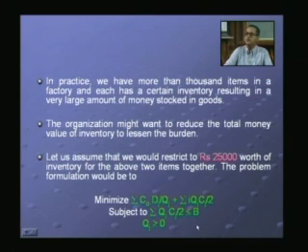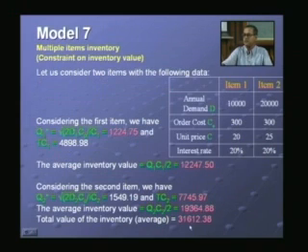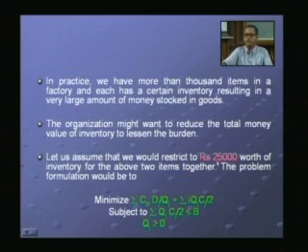31,612.38. Now, as we saw in the previous example, we have many items, say more than 1000 items in a factory, each has a certain inventory, resulting in a very large amount of money locked up in stocked goods. The organization might want to reduce the total money value of the inventory to lessen the burden, and let us assume they want to restrict it to 25,000. Now, the money value for these two is 31,612, we want to bring it down to 25,000.